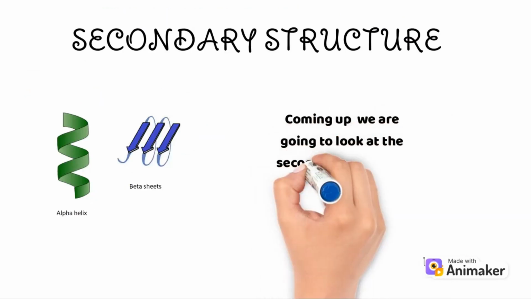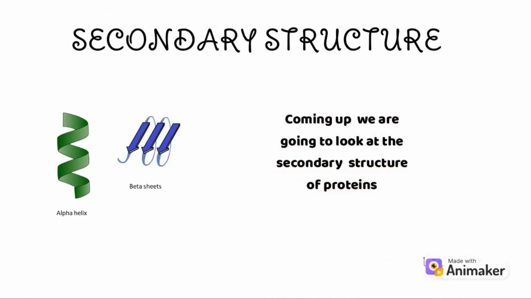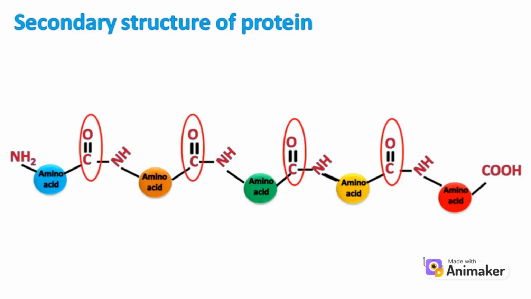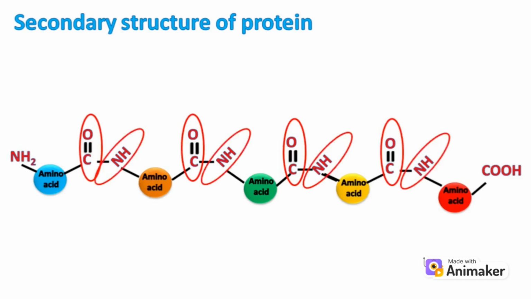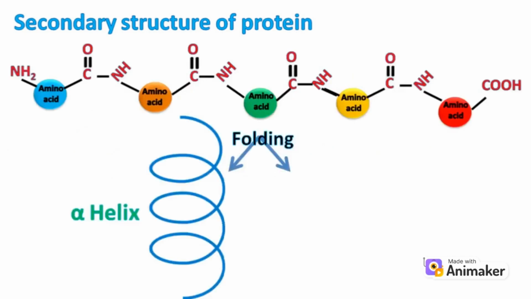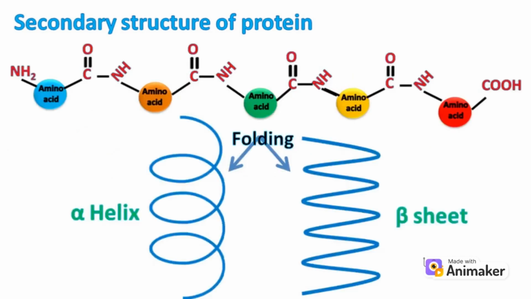Coming up, we are going to look at the secondary structure of proteins. In the primary structure of proteins, the amino acids are linked by peptide bonds, and the peptide bond has an oxygen attached to a carbon, and a nitrogen attached to a hydrogen, as can be seen. Both oxygen and hydrogen have the ability to form hydrogen bonds. This results in folding of the polypeptide chain into either an alpha helix or a beta-pleated sheet.